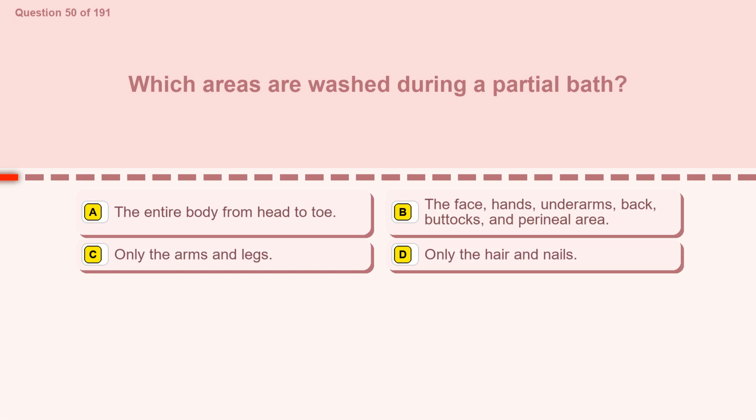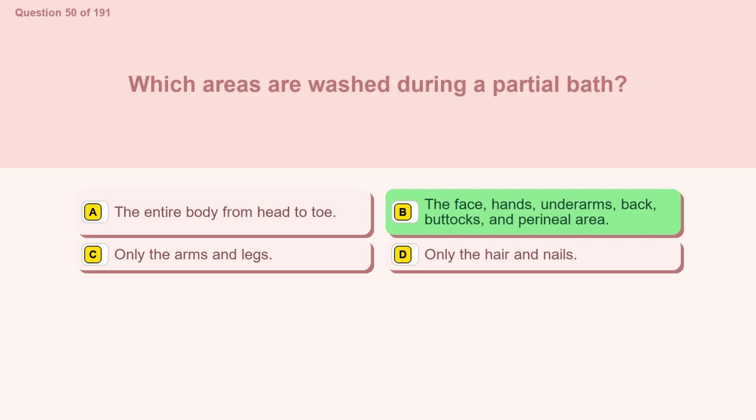Question 50. Which areas are washed during a partial bath? Option A. The entire body from head to toe. Option B. The face, hands, underarms, back, buttocks, and perineal area. Option C. Only the arms and legs. Option D. Only the hair and nails.